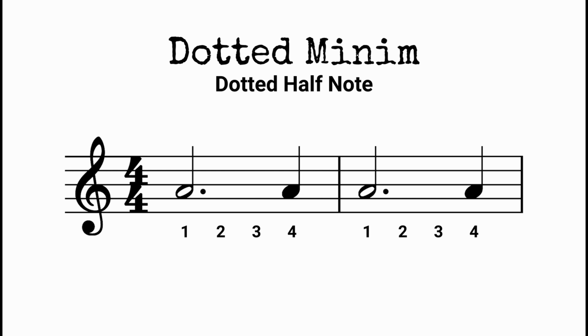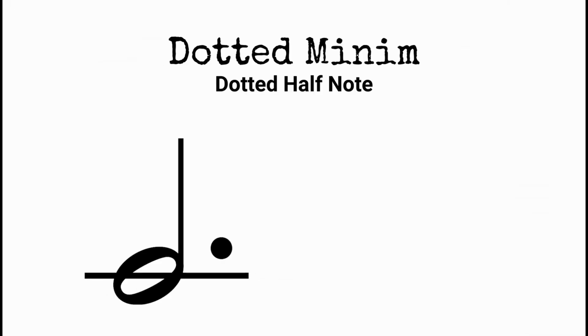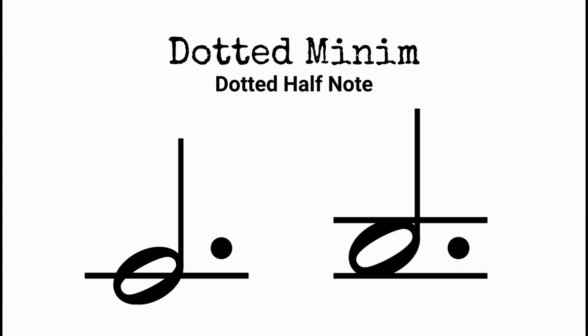The note is written in a slightly different place depending if the note head is sitting on the line of the stave, also known as the staff, or in a space. If the note head is sitting on the line, the dot will sit in the space above the line the note head is on. If the note is sitting between the lines, the dot will sit directly next to the note head in the same space.